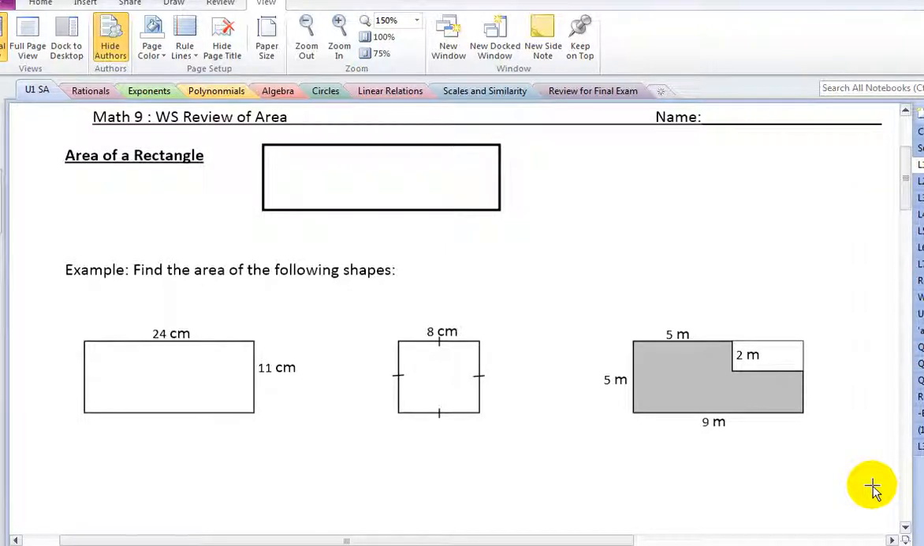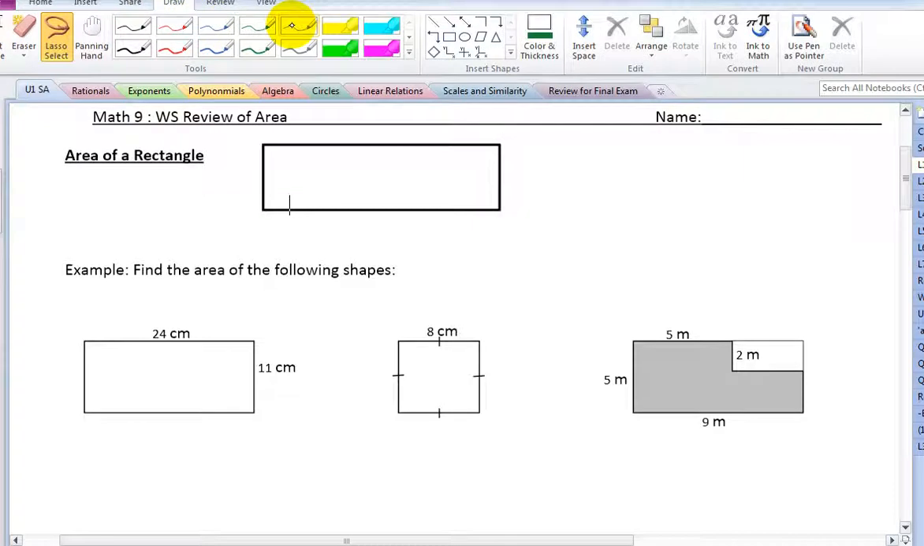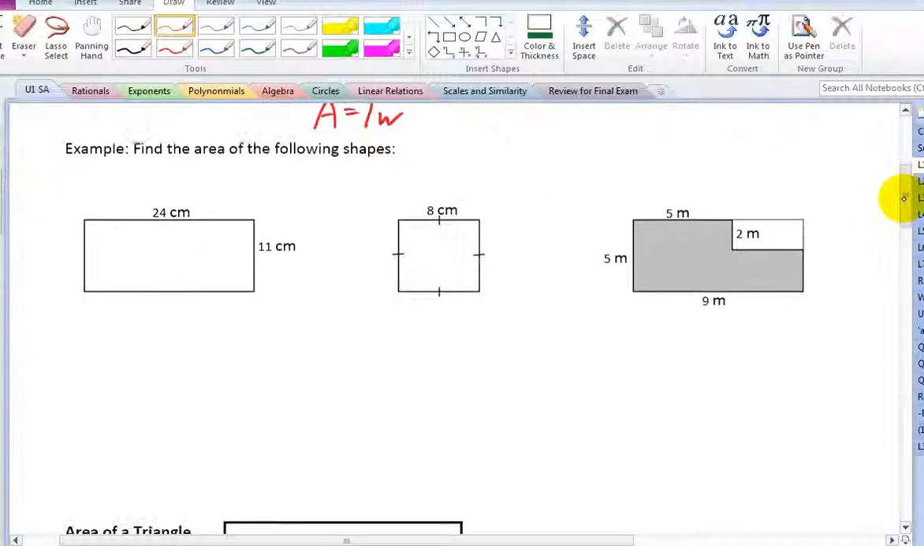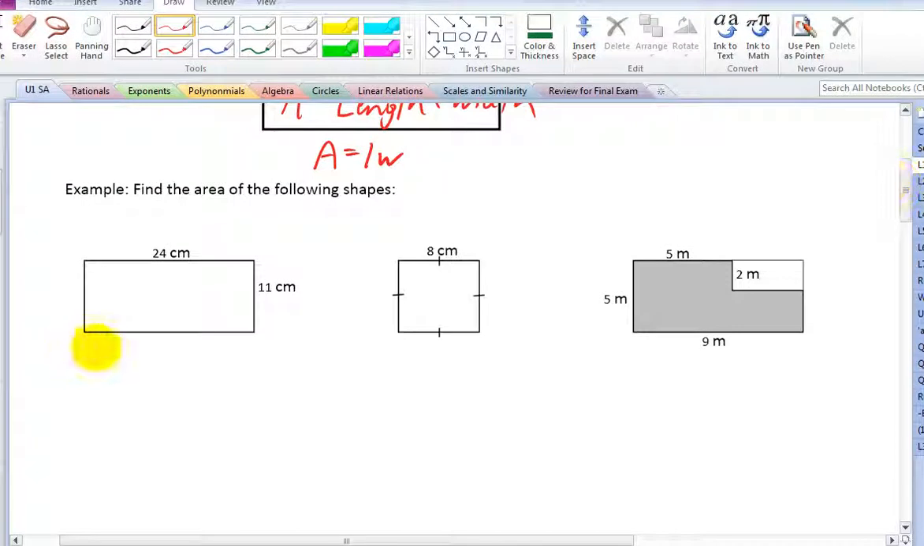So, area of a rectangle. Okay, area equals length times width. And you're most likely going to start with A equals LW, length times width. Use that one a lot. So for showing your work, it's pretty straightforward. Area equals LW, area equals 11 times 24.